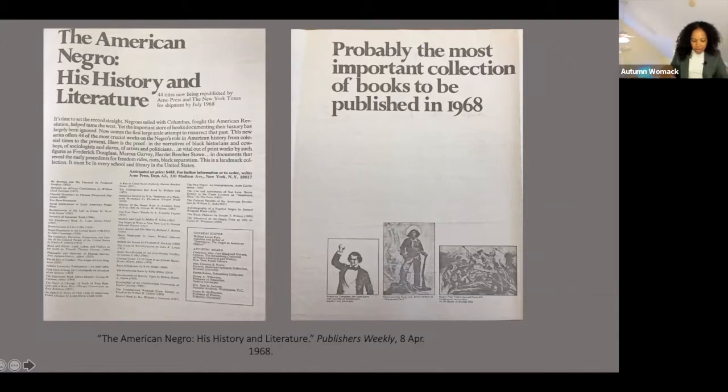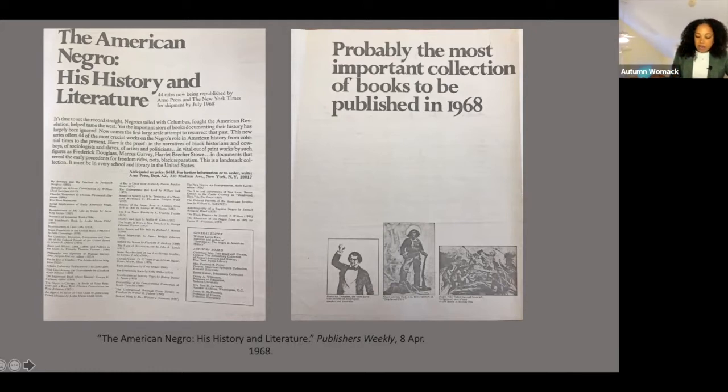In April of that year, and with a double-page ad in Publishers Weekly, the new partnership announced the publication of their series, The American Negro, His History and Literature. The 45-volume endeavor, so they say it's going to be 44, but it ended up being 45, was touted as a landmark collection and the first large-scale attempt to resurrect the past.